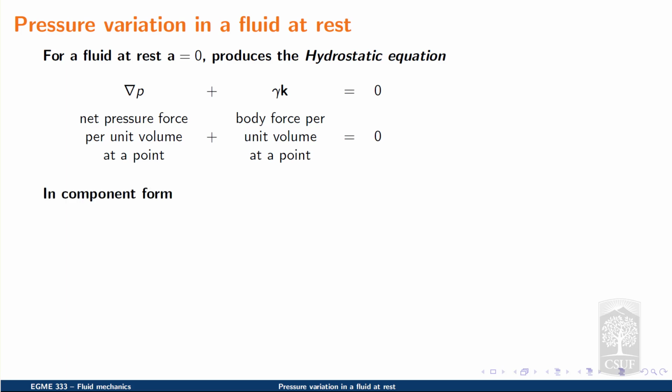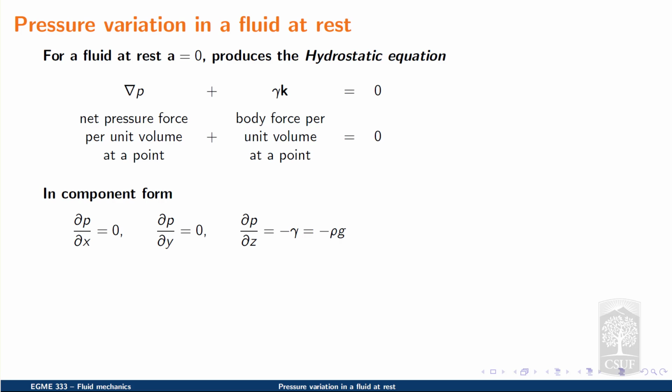If we write it in component form, we can express it as the rate of change of pressure with respect to x, partial p partial x, is equal to 0. Then that the rate of change of pressure with respect to the y direction, partial p partial y, is also equal to 0. And that the rate of change of pressure with respect to z is equal to negative the specific weight gamma. Recall that the specific weight gamma is equal to the product of the density of the fluid ρ times the gravitational acceleration g.